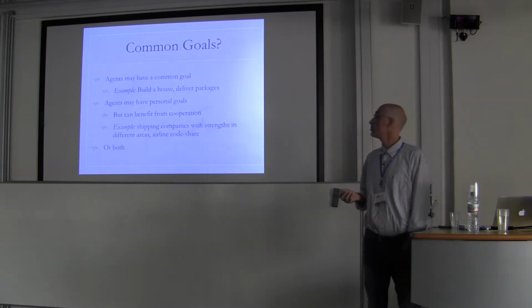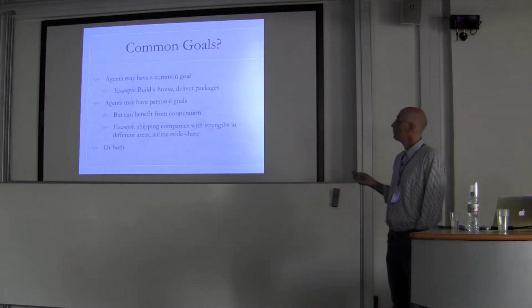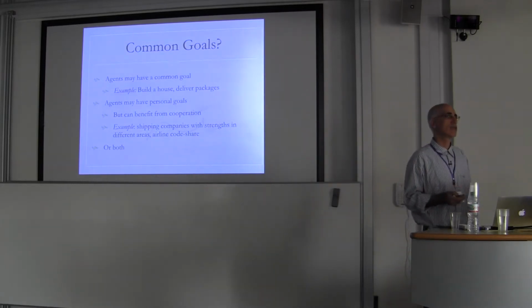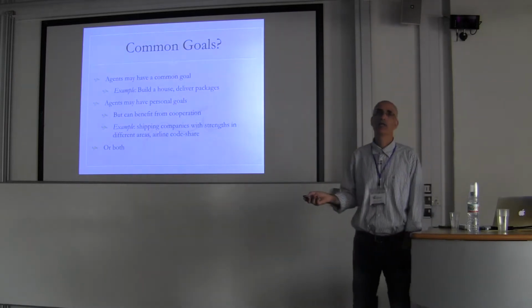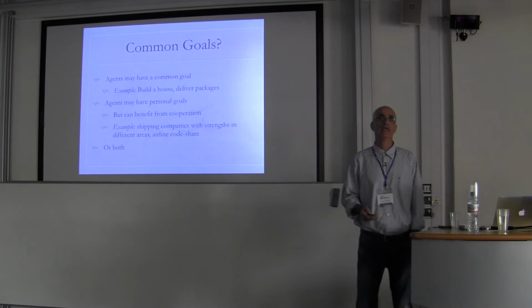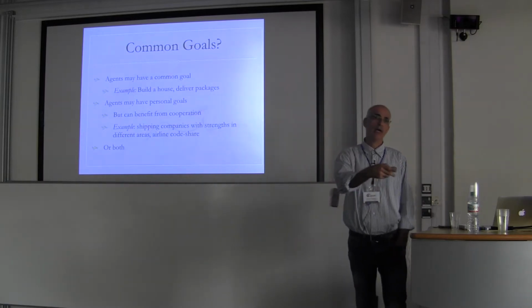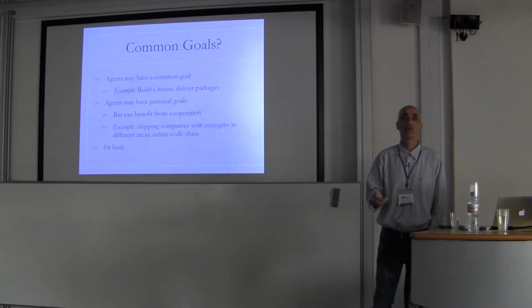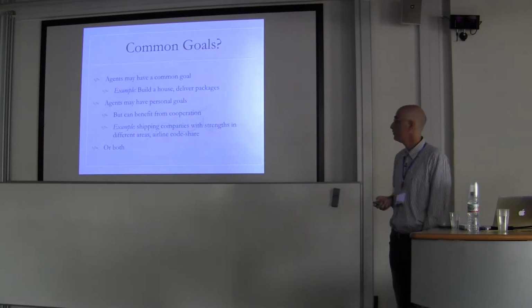Are there common goals? Agents may have a common goal like building a house or delivering packages, or they may have their personal goals. As in the example of studying for the exam, or two shipping companies, where maybe one is stronger in the UK, has a larger fleet, and the other is stronger in mainland Europe. And so it's beneficial for them to help each other out. I deliver packages for you in the UK, you deliver packages for me in France. It's cheaper for both of us if we collaborate this way. And of course, we can have both of these things.